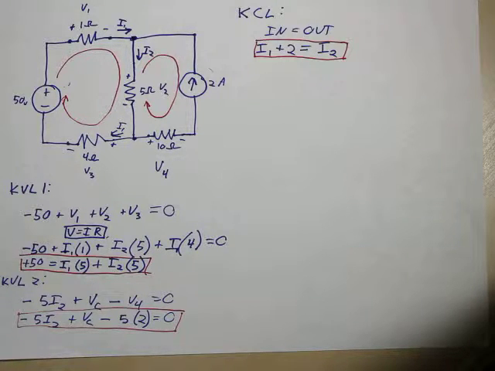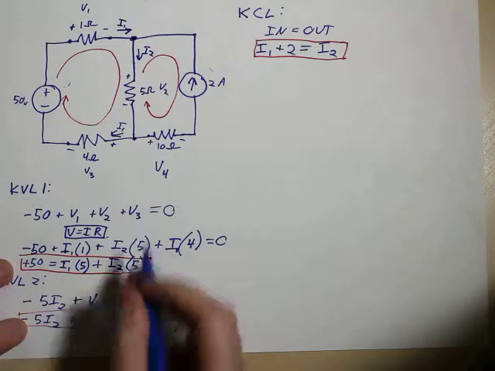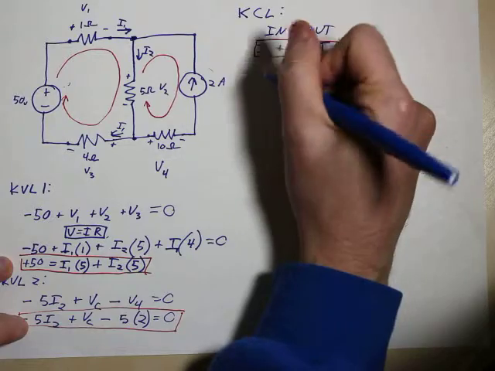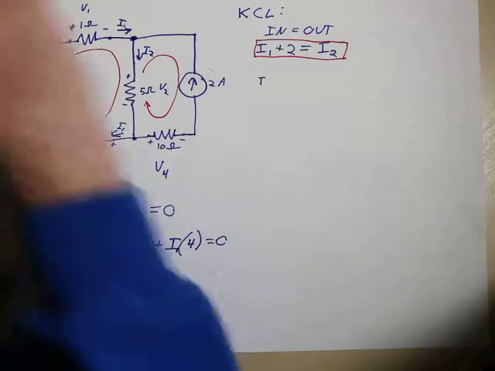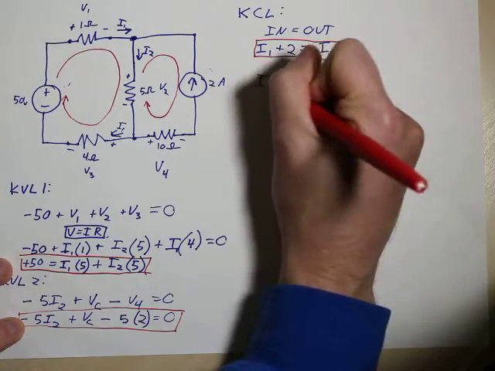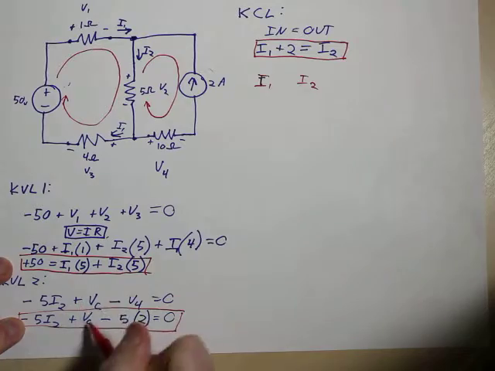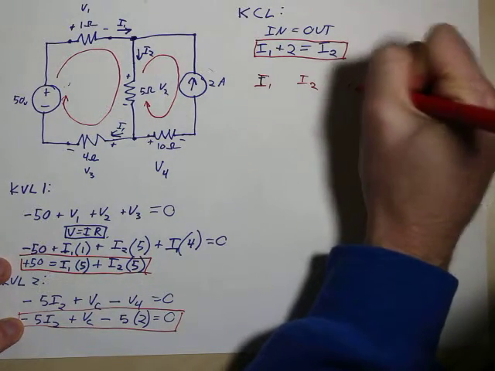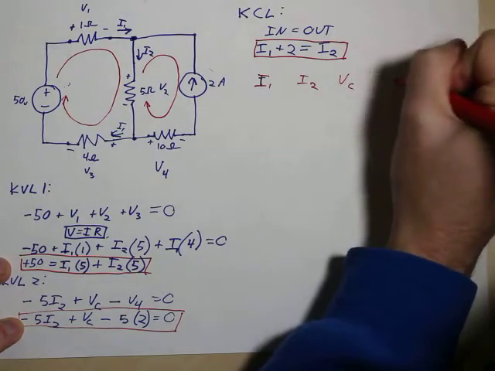So what we're going to do here is rewrite these 3 to get them in the correct form. So for our matrix equation, actually, let's do this part in red: I1, I2, what's our third variable? VC. And then we're going to put answers over here, or just constants, whatever you want to call that.